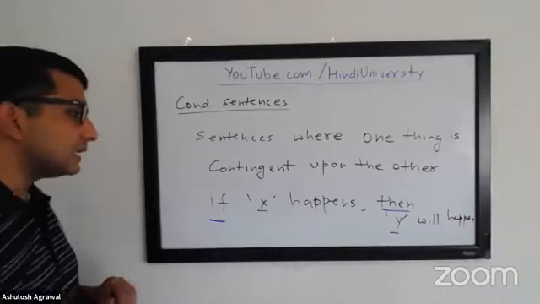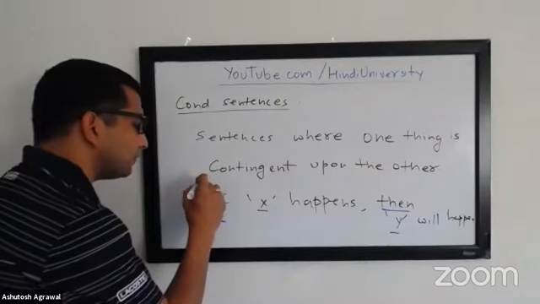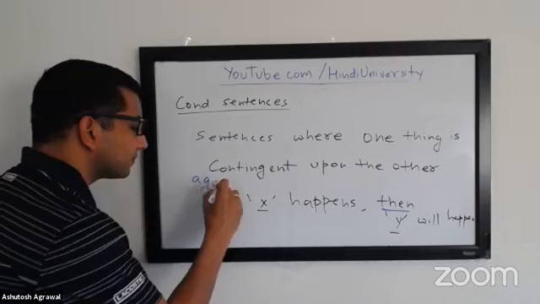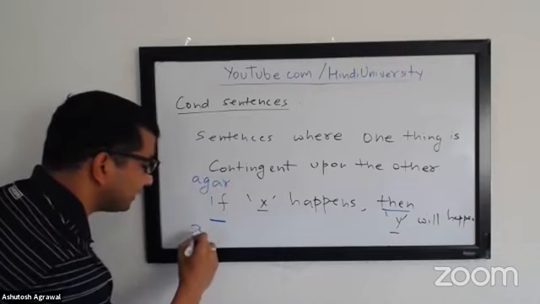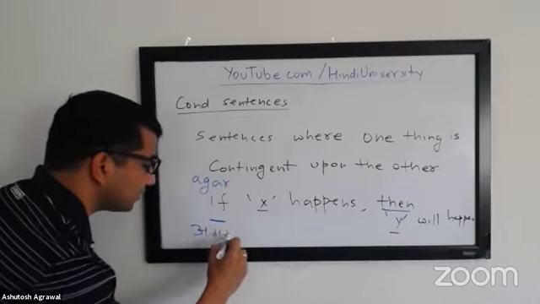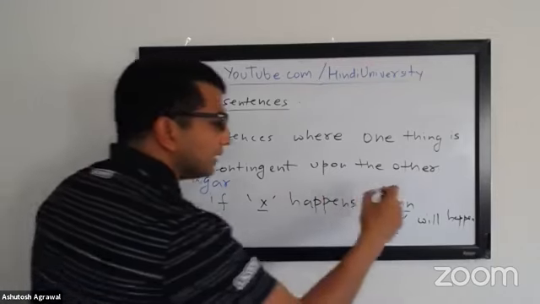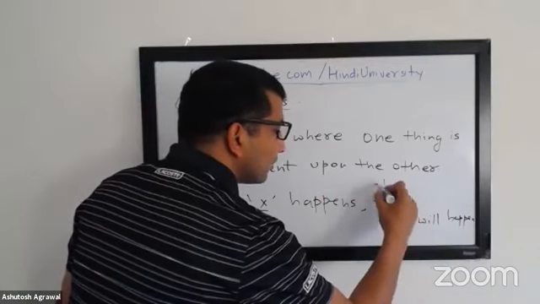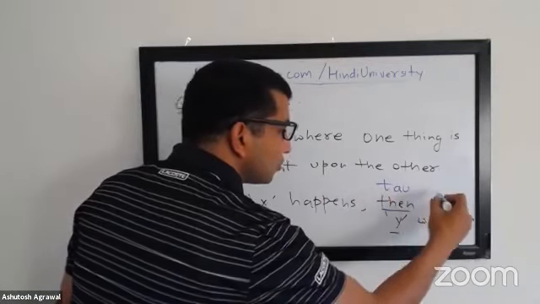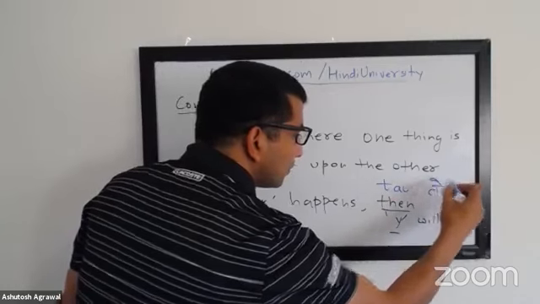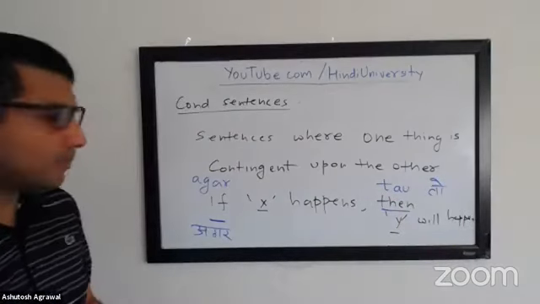In Hindi, the equivalent of that is, if you have 'if', you will call it agar. The way you write it in Devanagari, you have agar, and then it's to. I'm going to write it as TAU, but it's to. That's the thing you have to remember.